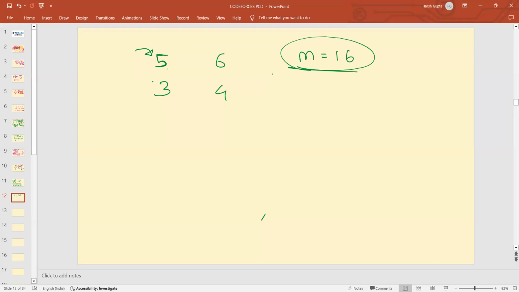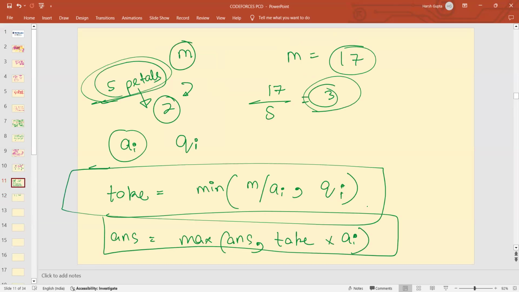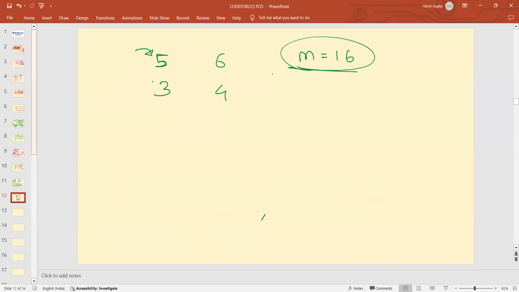Maximum number of flowers of this type you can take. It is again that same formula, right? This formula, isn't it? So the maximum you can take is the minimum of 16 by 5, comma 3. So it will result to 3. So you can take all the 3 flowers.